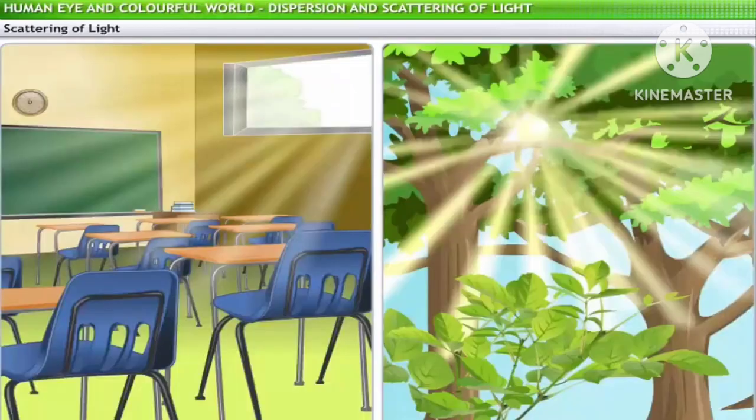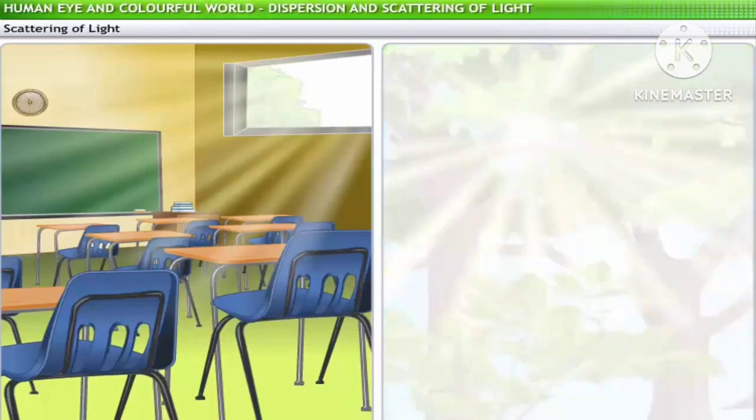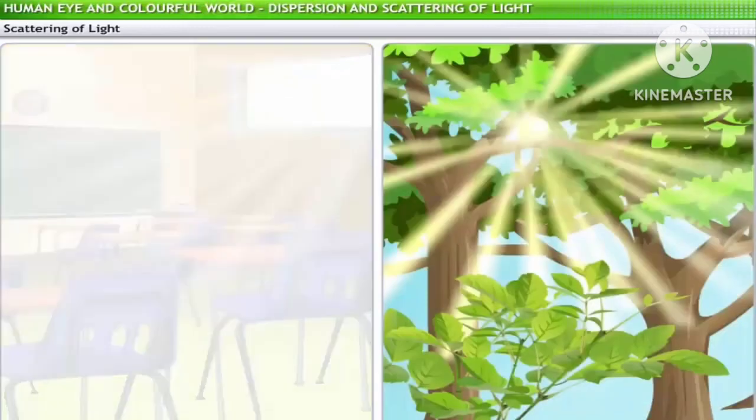Almost all objects scatter light. That is, they reflect light rays incident on them. But some objects scatter light of some specific wavelengths, like the white ray of sunlight from the ventilator of your classroom or the golden hue in the forests.